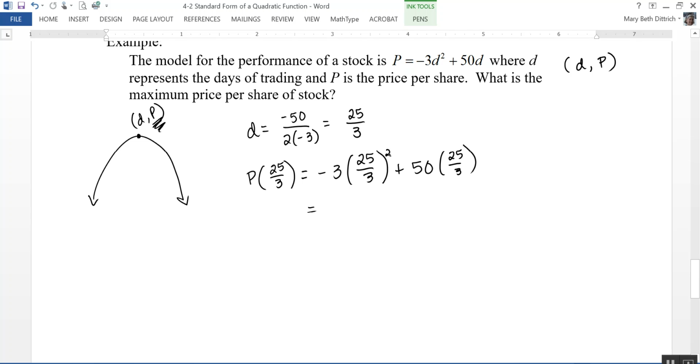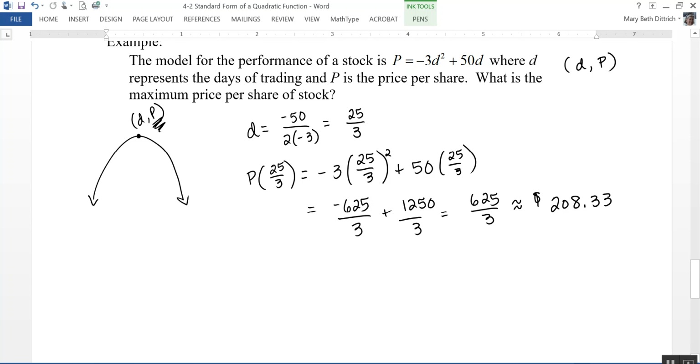gives me some kind of funky fractions here. So 25 over 3 squared and then multiplying that by negative 3 gives me a negative 625 over 3 plus 1250 over 3, or positive 625 over 3, which is approximately equal to, because we're looking for price per share, we're looking for money, 208.3 repeating, but since we're looking for money, it's going to be $208.33, rounded to 33 cents.